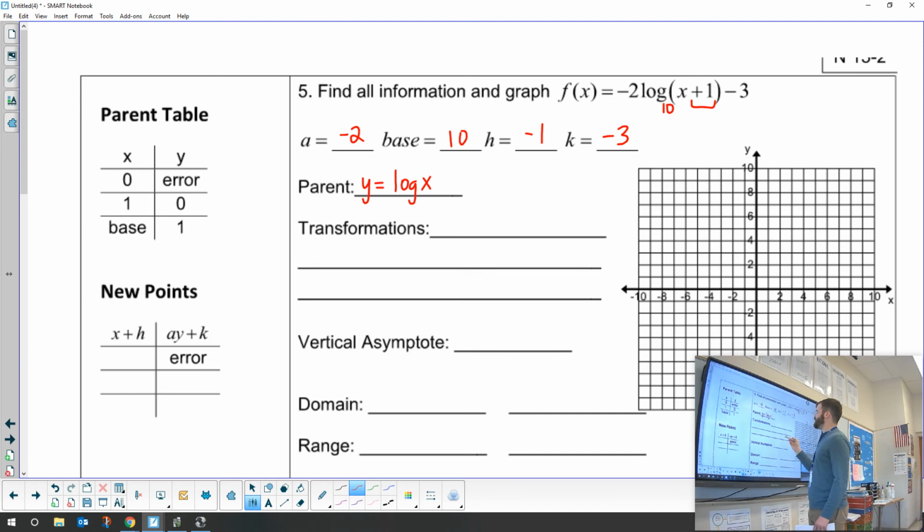And we can list out my transformations. So first transformation, for h, we're going to go to the left 1. For k, we're going to go down 3. For my a, that negative tells me that I'm going to have a vertical reflection.